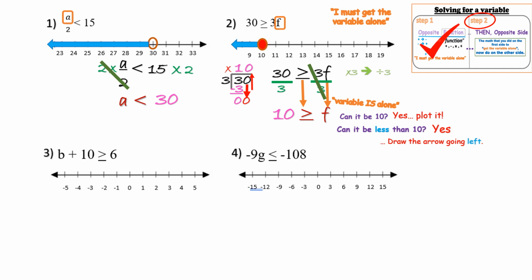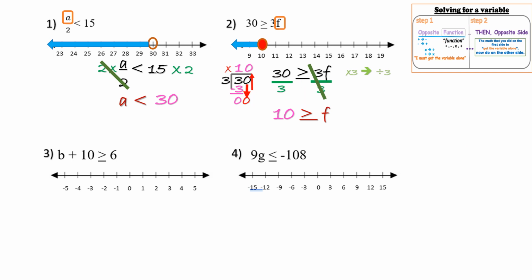All right, so we've got 2 done. All right, and so now let's look at question 3. If I was reading this inequality, it says that b plus 10 is greater than or equal to 6. Well, once again, I have to go to step 1 and I have to get my variable alone. So what am I doing to my variable of b? Well, it says I'm adding 10.